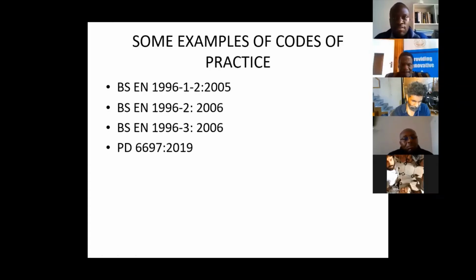Some of these codes of practice are British standards. These highlight the design of masonry structures, the general rules, structural fire design, that's the first one. Then BS EN 1996 Part 2, 2006, that's the design of masonry structures, design considerations, selection of materials, and execution of masonry. The third one is simplified calculation methods for unreinforced masonry structures. And the last one is recommendations for the design of masonry structures.